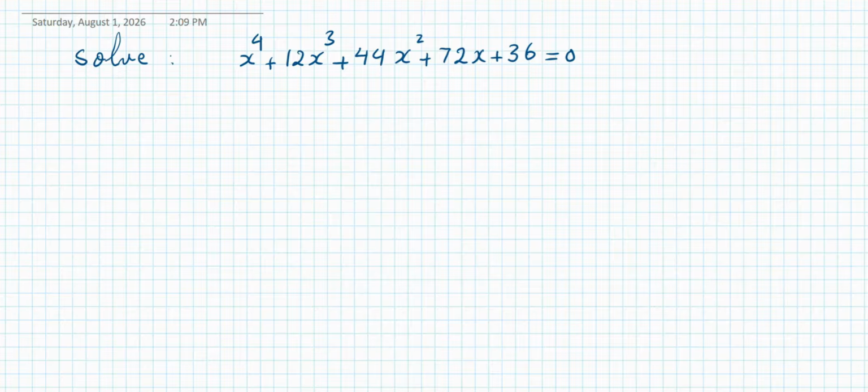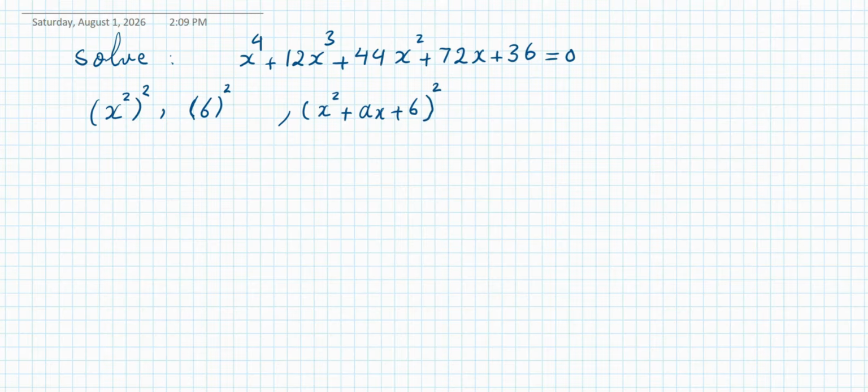But when we look at this equation closely, we see a term like x squared to the power of 2, or the constant is 6 squared. And that gives us a hint that this equation may be close to x squared plus ax plus 6 squared.